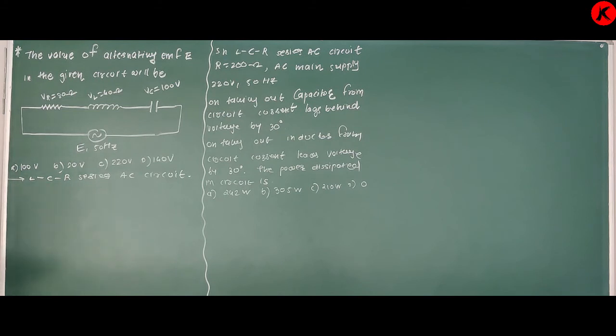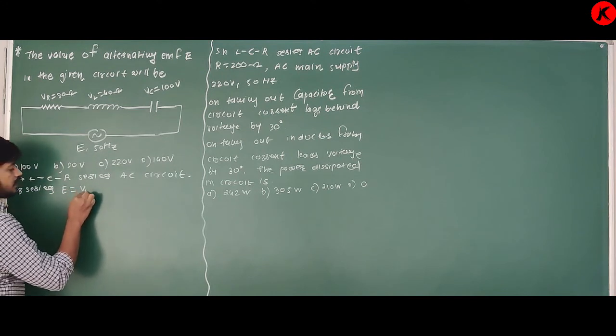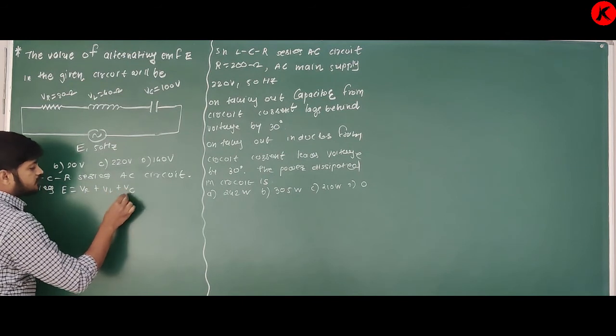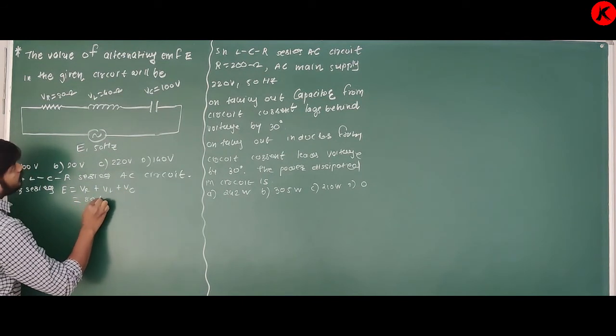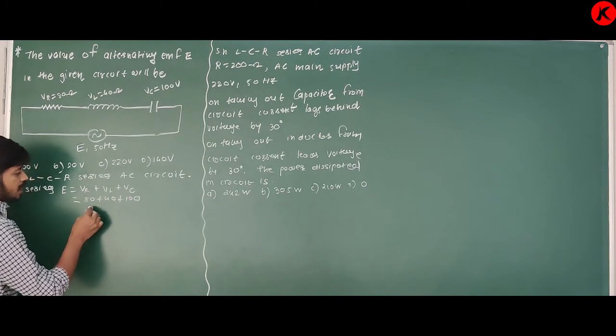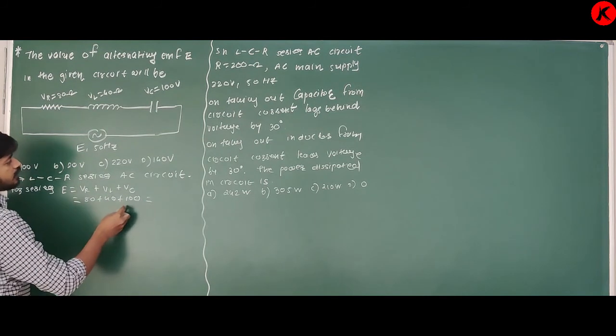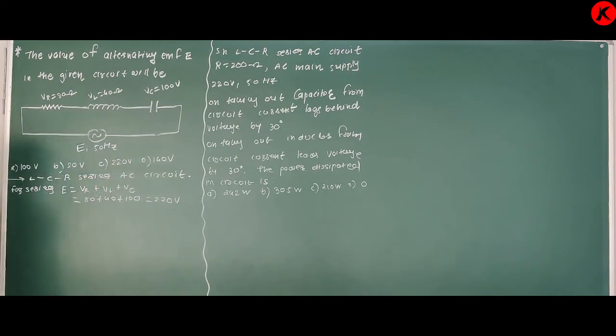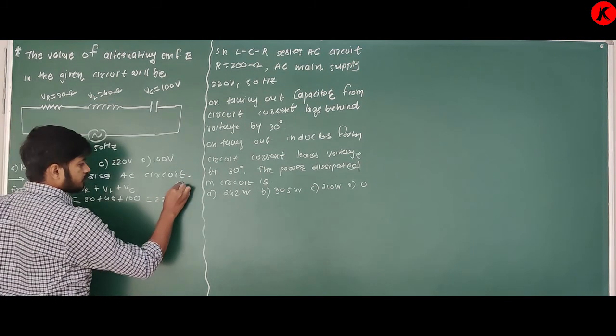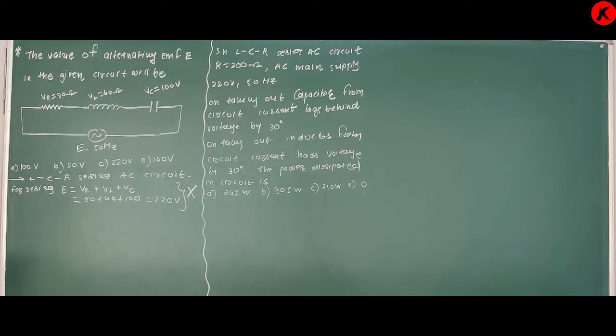Now at first sight you can say, okay sir, it is a very simple question. If they are in series connection, then we know that for series connection E is equal to VR plus VL plus VC, which means 80 plus 120 plus 100, so it is 220 volt. At first sight we can say this, but this one is wrong.